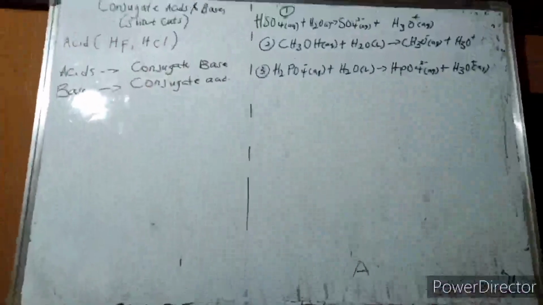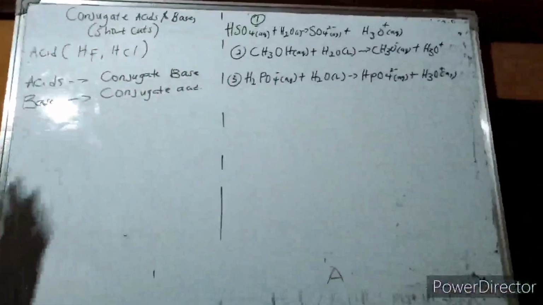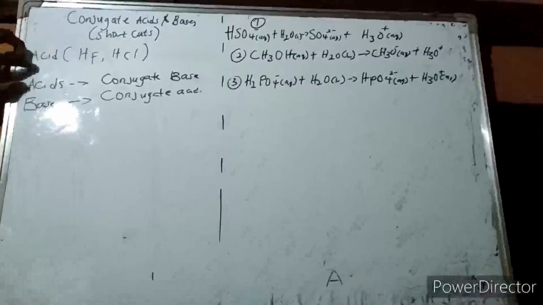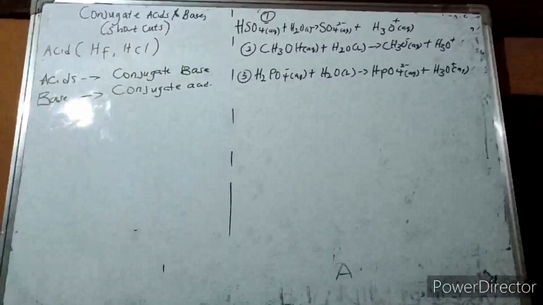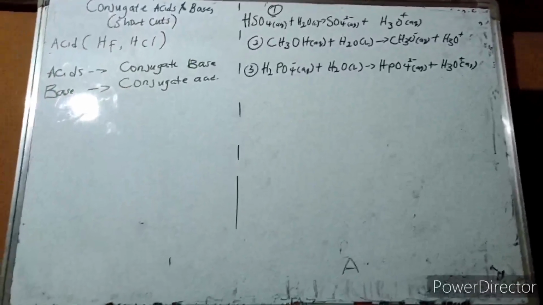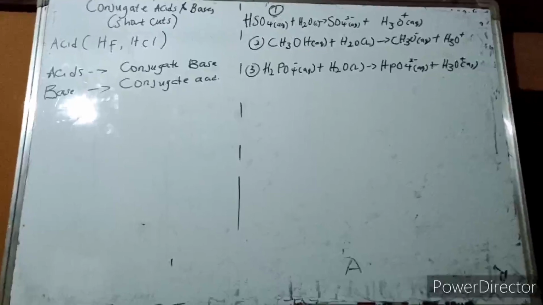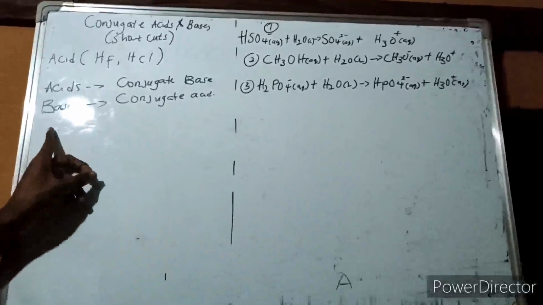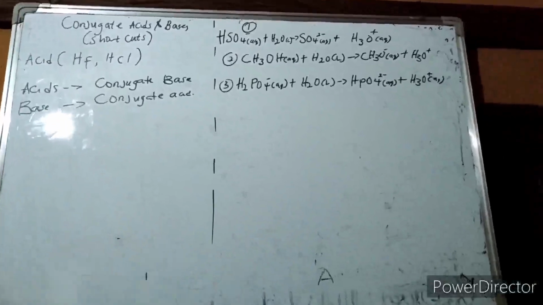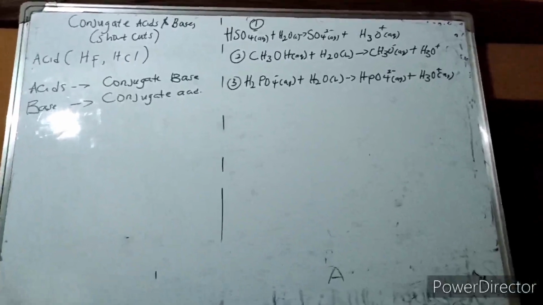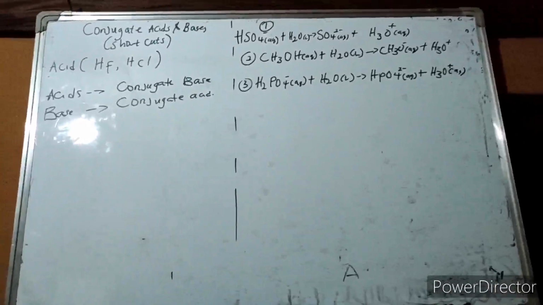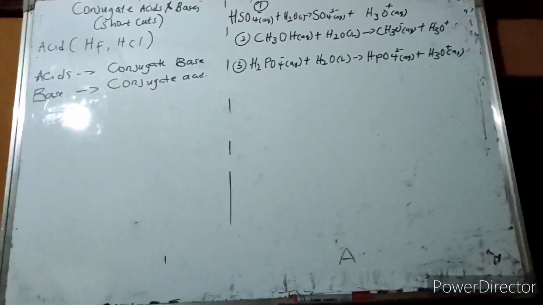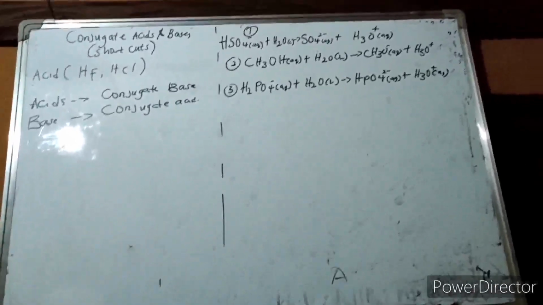But the reason I said you don't need to concentrate on the base is that when you find the acid and get to know the conjugate base, it simply means the remaining compound on the reactant side will serve as the base, and the remaining compound on the product side will serve as the conjugate acid. So you just need to identify the acid, then you are good to go.